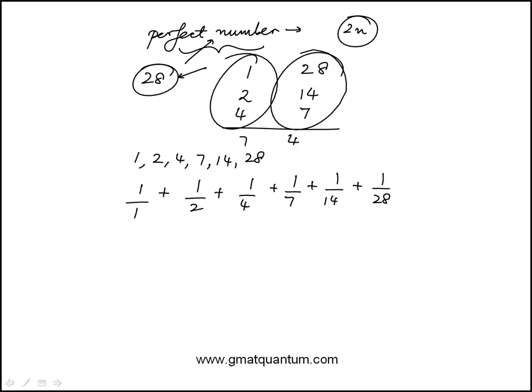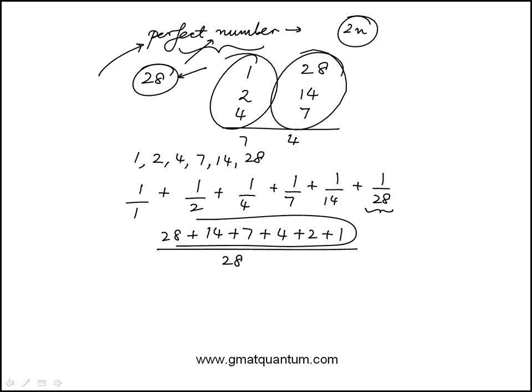So here, I'm just going to make 28 the common denominator. And so this becomes 28 plus 14 plus 7 plus 4 plus 2 plus 1. So actually, now that I look back at the definition, it is actually helpful, because at first I thought it doesn't really matter. But if you add these with the common denominator, you'll notice that this numerator is precisely the sum of all factors.